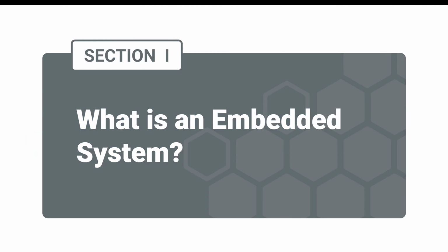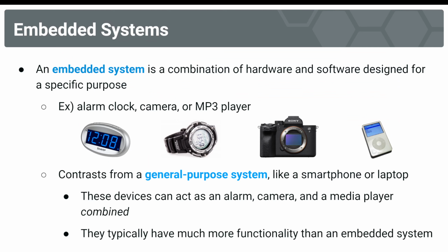And so we start with, I think, a reasonable question. What is an embedded system? Well, an embedded system is a combination of hardware and software designed for a specific purpose. Take, for example, an alarm clock. An alarm clock is a single system which is designed just to tell you the time. And it allows you also to set an alarm.